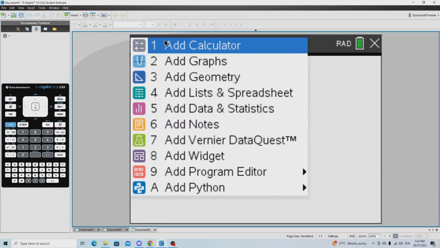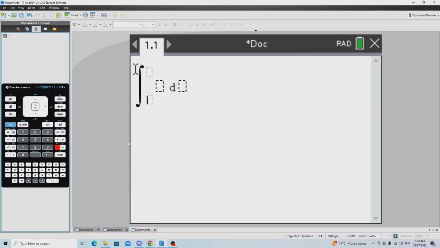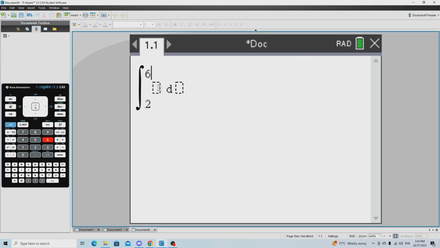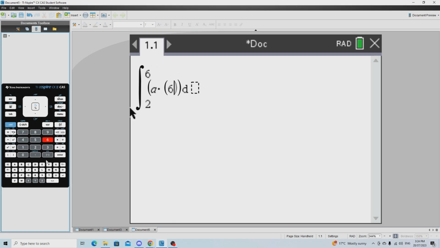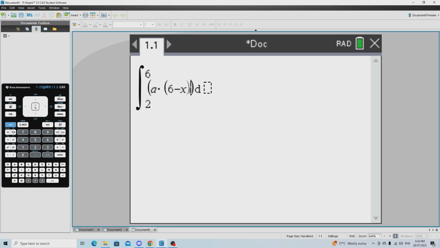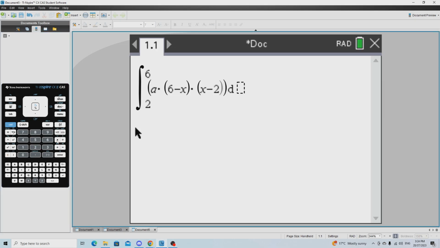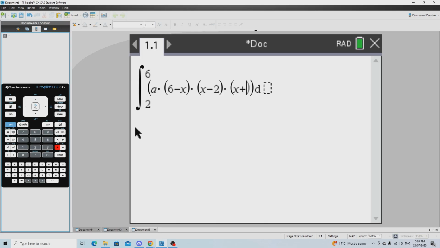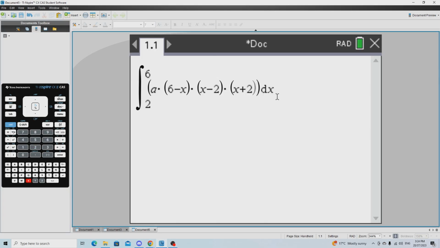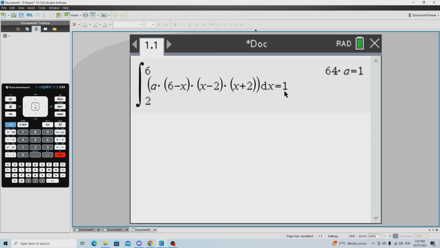To calculate the value of a, I know if we integrate from 2 to 6 the function a times 6 minus x times x minus 2 times x plus 2 with respect to x, it should equal 1, because it's probability and we're calculating the whole thing. And so a is 1 over 64. Let me write solve, answer, comma, a. So we get a equals 1 over 64.